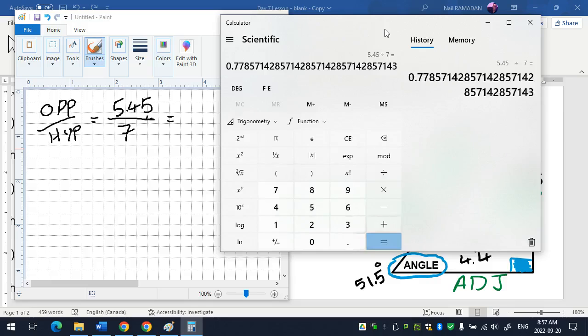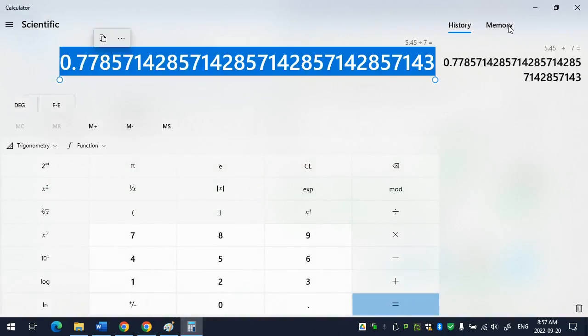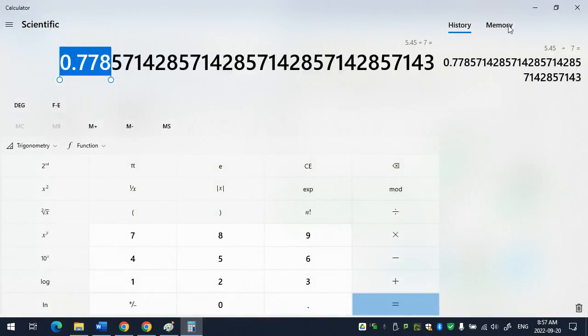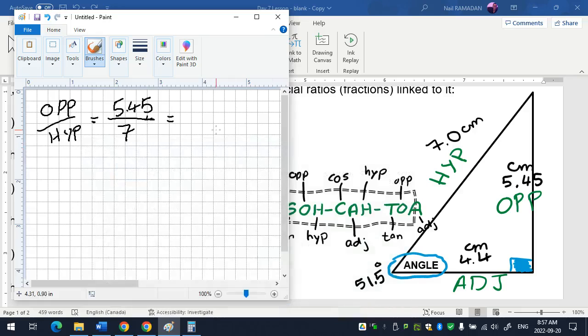Let's take 3 numbers. If I want 3 numbers here, what's my final number? Is it 778 or 779? 779. So let's write point 779. Again, none of this you have to write. Okay, let's do the other one.